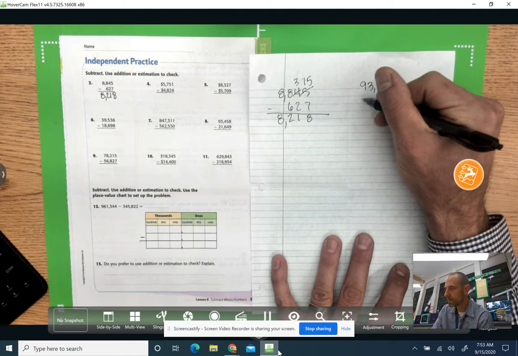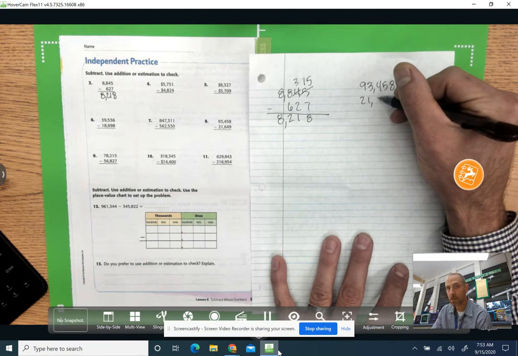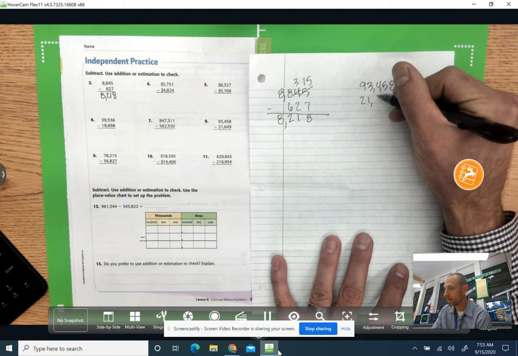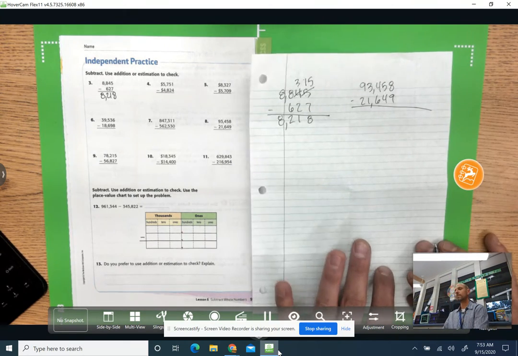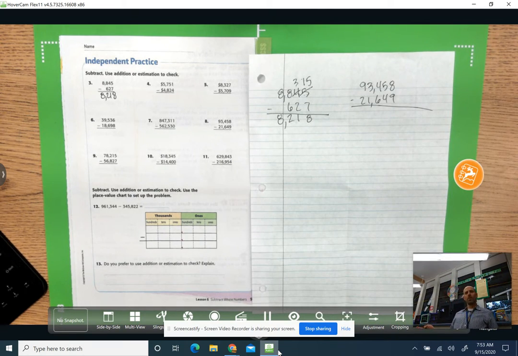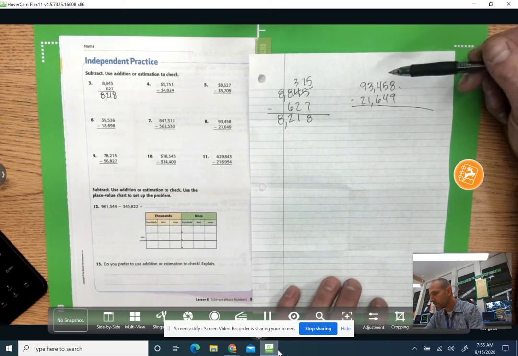93,458 and 21,649. Do a little subtraction. Before you start going into it, why not just scan?